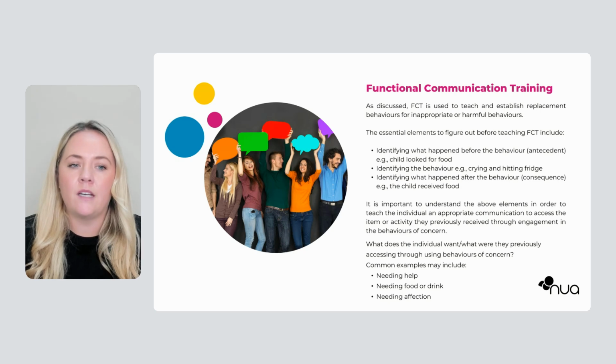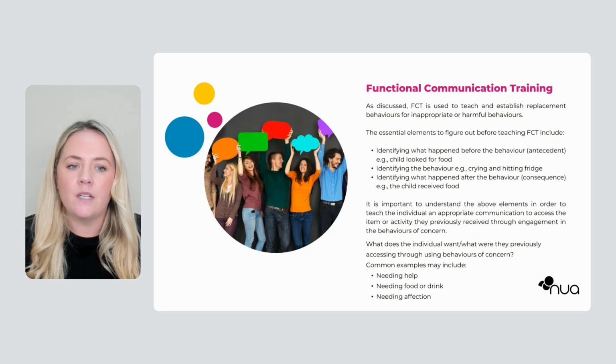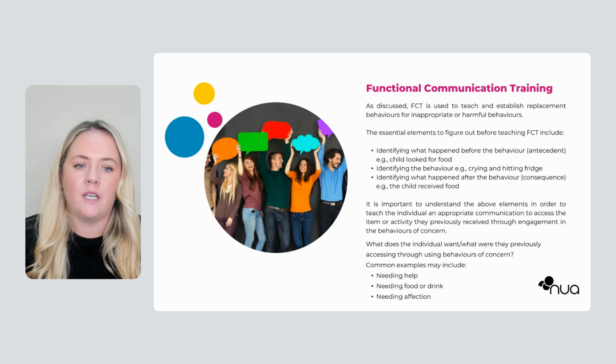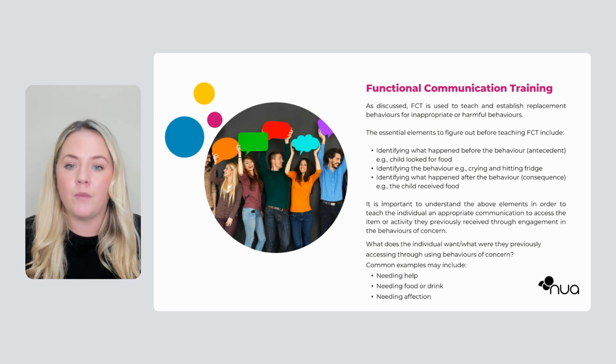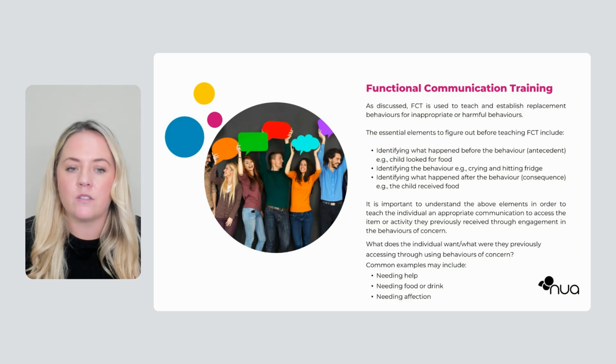It's important to understand all of the above elements so that we can teach an appropriate communication to access exactly what it is the individual is looking for. So, what does the individual want, or what were they previously accessing through the use of behaviours of concern? Some common examples might be, for example, needing help. So, I'm crying out and I get support as a result. Therefore, my crying out might be seeking help or needing help. So, if I can teach an appropriate replacement to that, so for example, teaching somebody to ask for help, then that reduces the need for me to engage in behaviours of concern to get access to that. Needing food or drink, as we just discussed, or needing affection or attention as well.